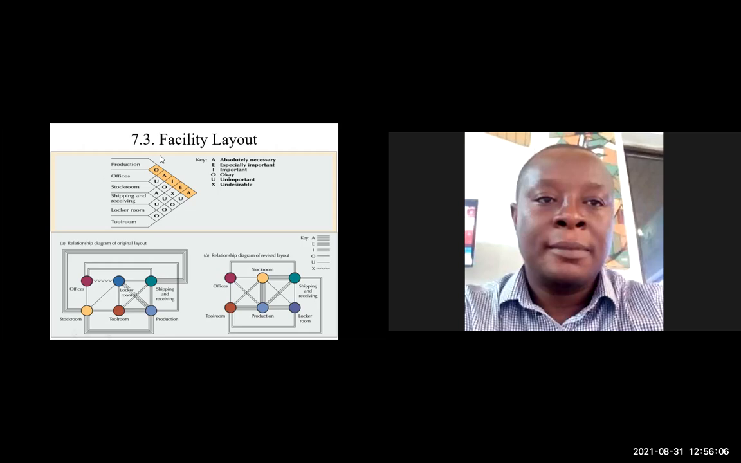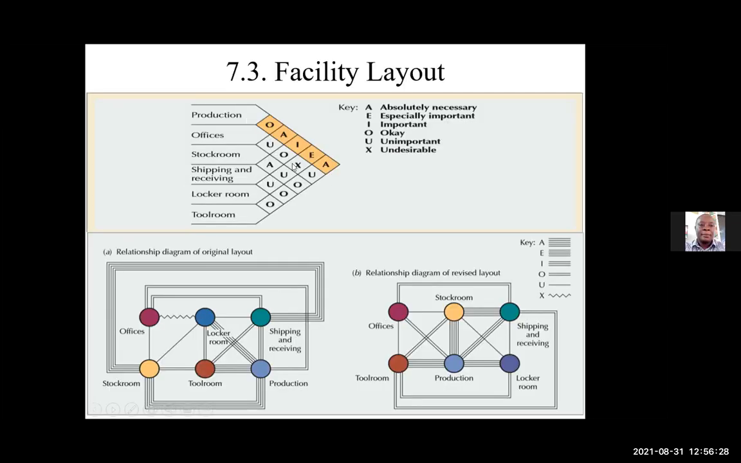You see? So offices and locker room, X, because office staff don't use the locker room. So we said X, undesirable. So rearrange the layout such that there will be no movement between those two departments. So these are the preferences. And based on the preferences, you are to improve the location. This is the current location of the company.